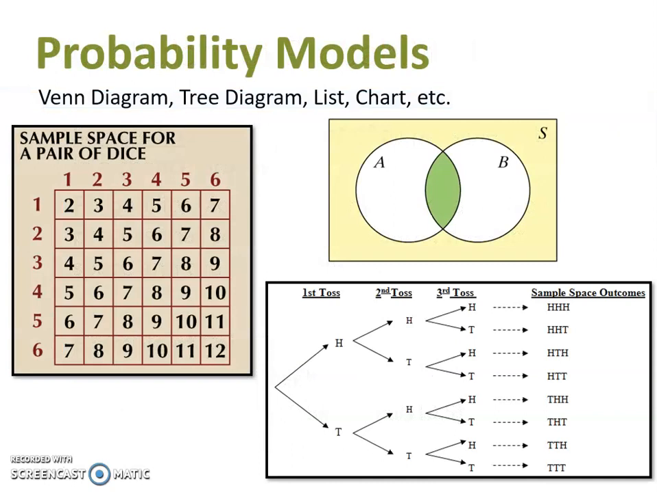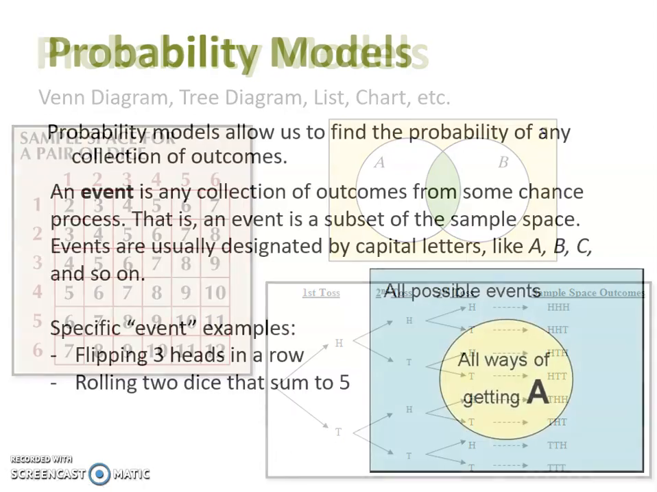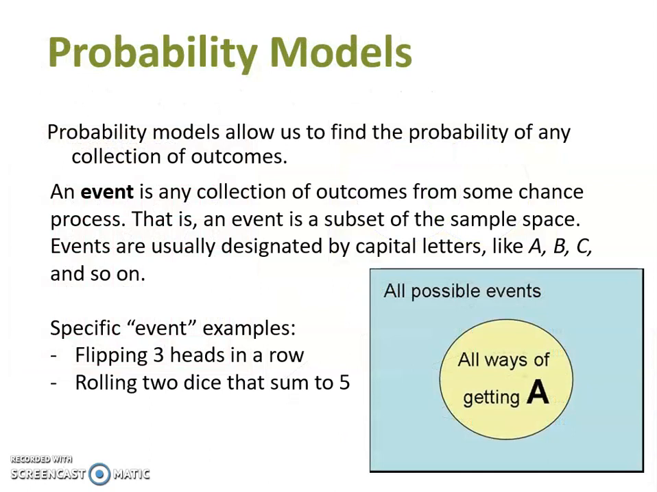Probability models can take on many forms. It can be a Venn diagram, like shown here. You can have a tree diagram, which we'll get more into in the next sections. You could simply have a list or a chart, anything that shows you your sample space. Probability models allow us to find the probability of any collection of outcomes.